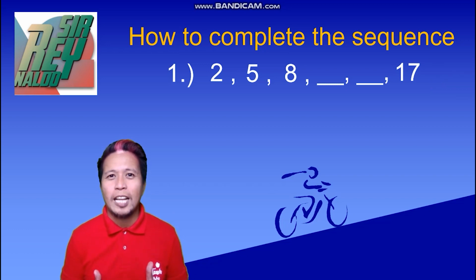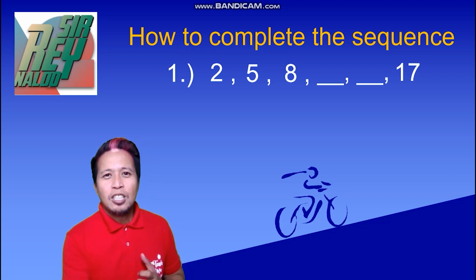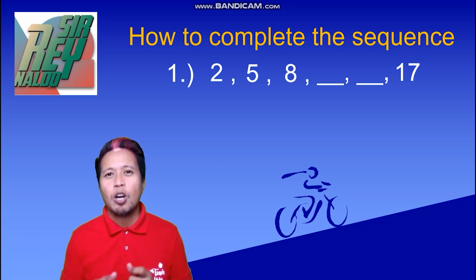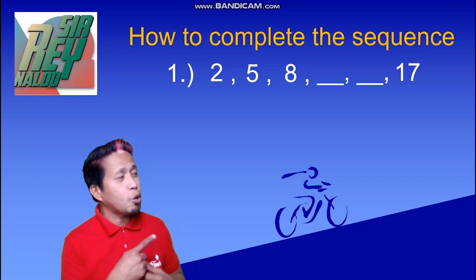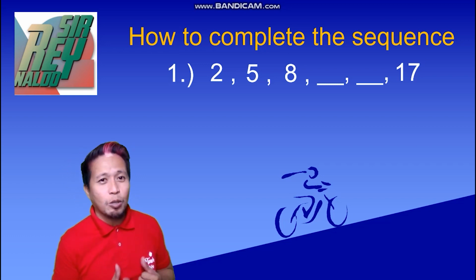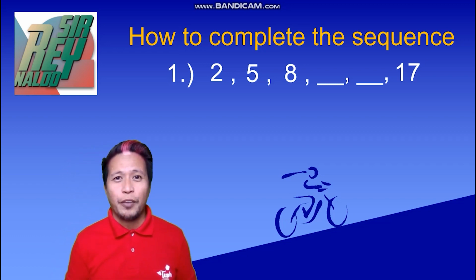Kailangan makumpleto natin sila. Parang ikaw, kailangan maging buo. So we have to get first the common difference. So napag-aralan natin to get the common difference, just subtract the succeeding term by the previous term. So 5 minus 2 is equal to 3 and 8 minus 5 is also equal to 3. And that is the common difference.